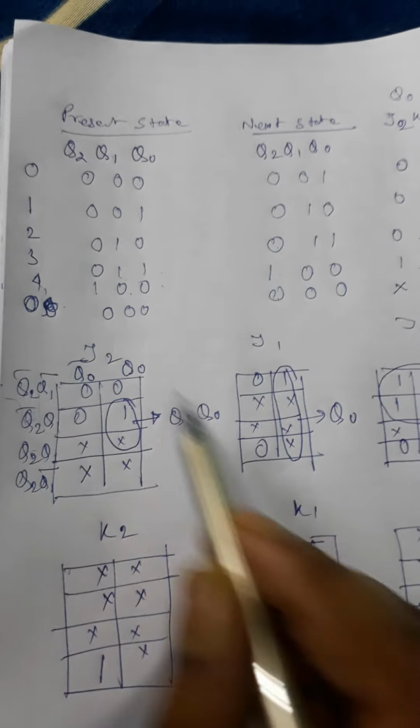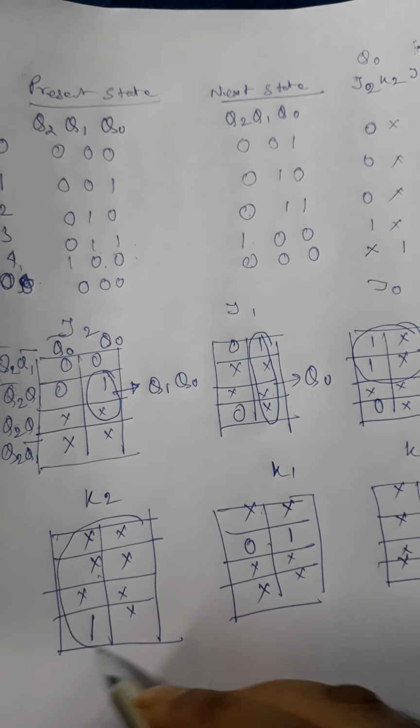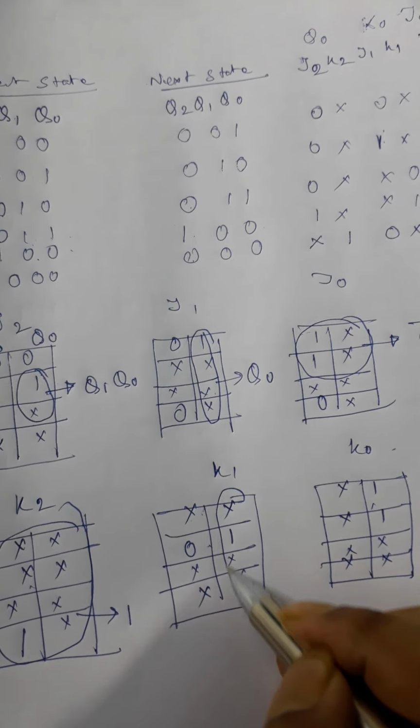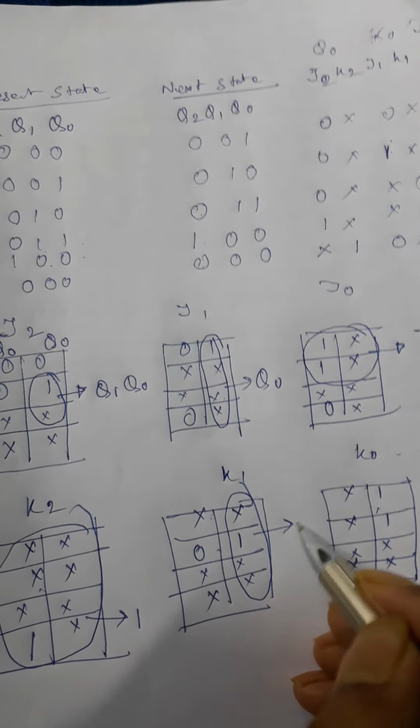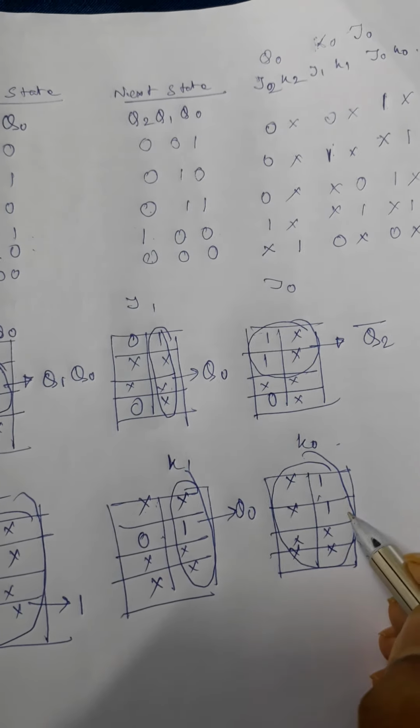These variables are the same for all the K-maps. Fine. And what about K2? K2 is always 1. And what about K1? K1 is Q0 again. And what about K0? K0 is 1. Right. So let us design.